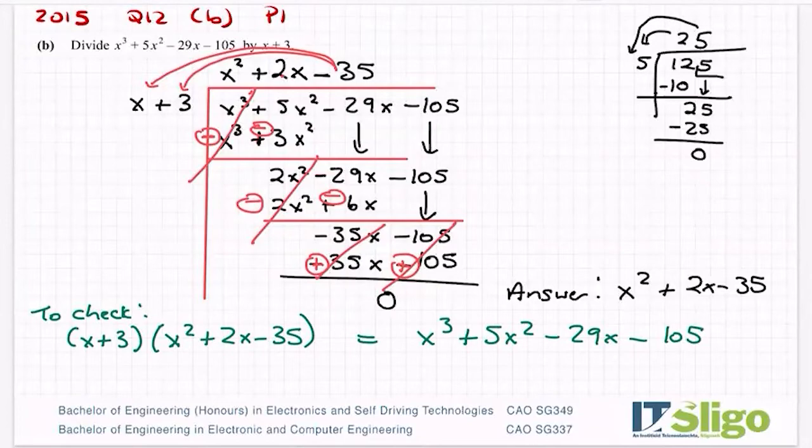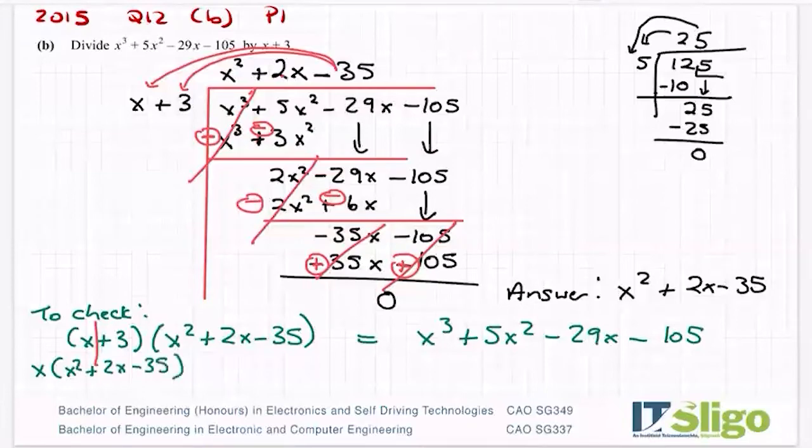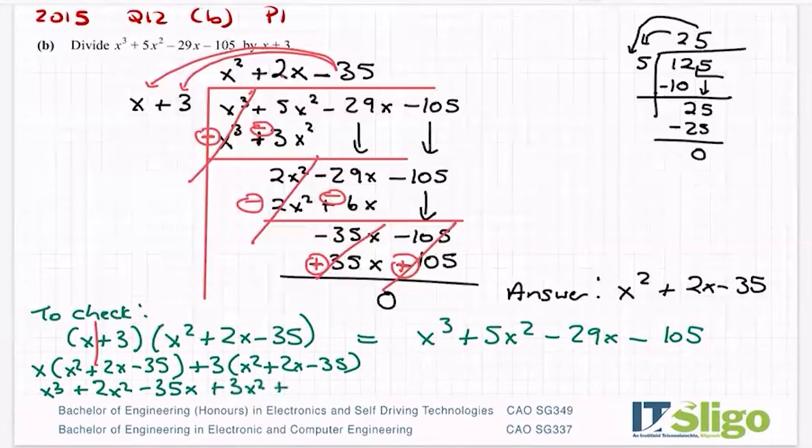So let's check it. Let's split that first bracket. So x by everything in the second bracket plus 3 by everything in the second bracket. So I get x by x squared is x cubed, x by 2x is 2x squared, x by minus 35 is minus 35x. And then I have plus 3 by x squared is 3x squared. Plus by plus is plus, 3 2s are 6x. Plus by minus is a minus 105. So let's tidy him up.